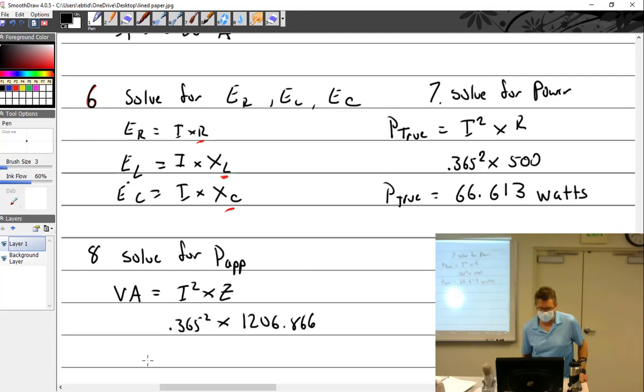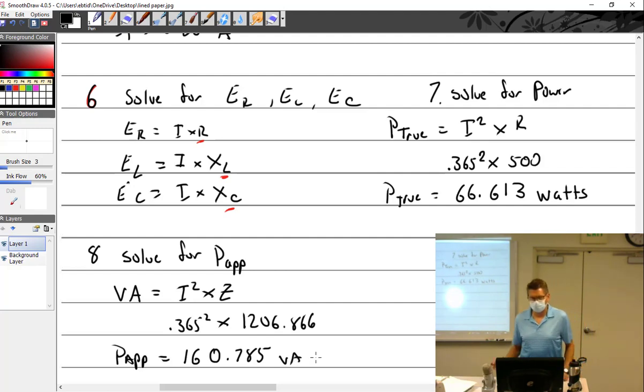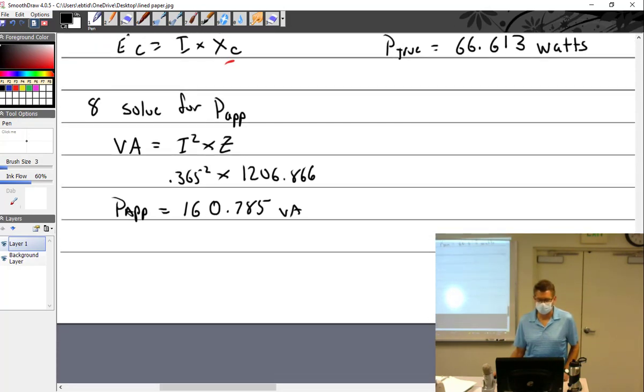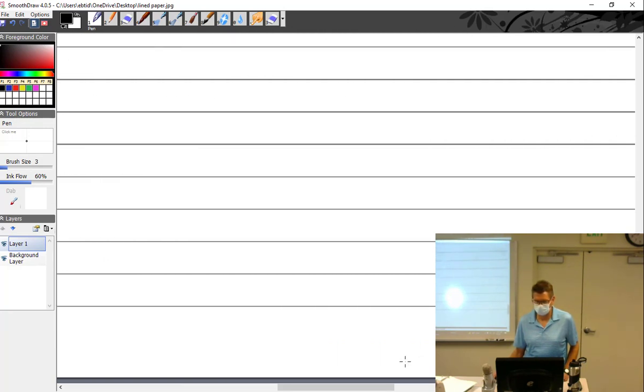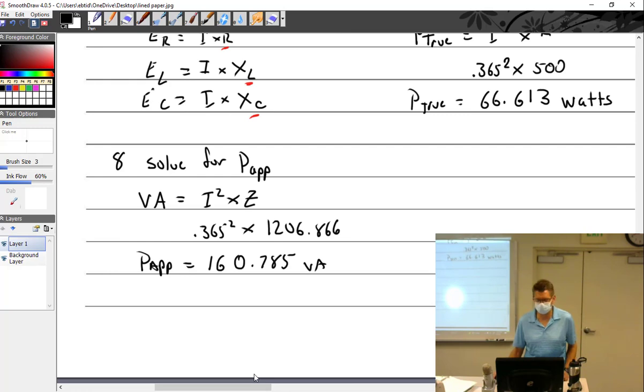1206.866. So that equals power apparent equals, I hear a little voice in the back, 160.785 volt amps. Everybody with me so far? I'm out of paper. It's too late. Well, I've got room right here.